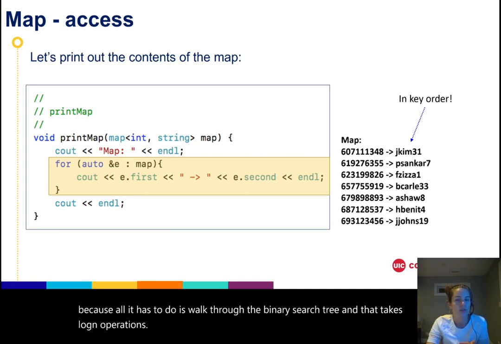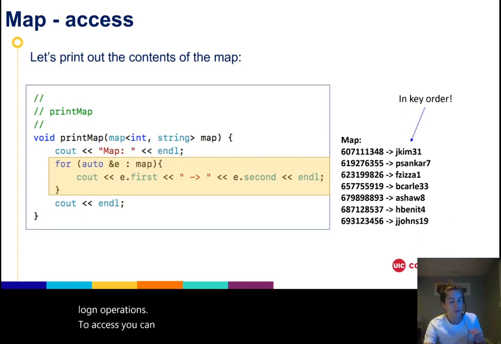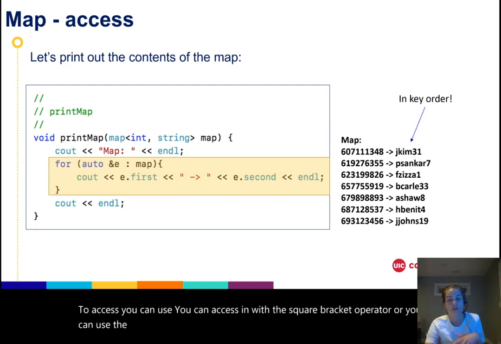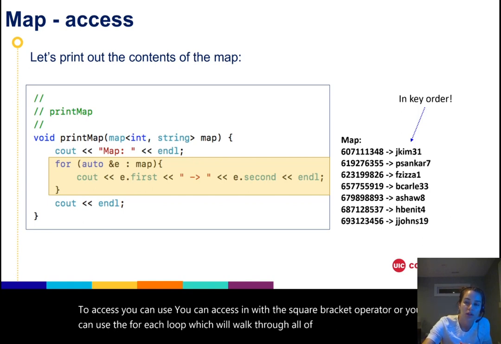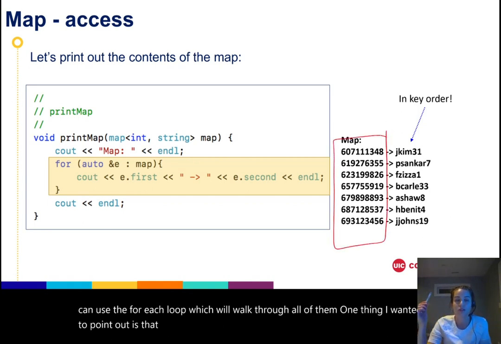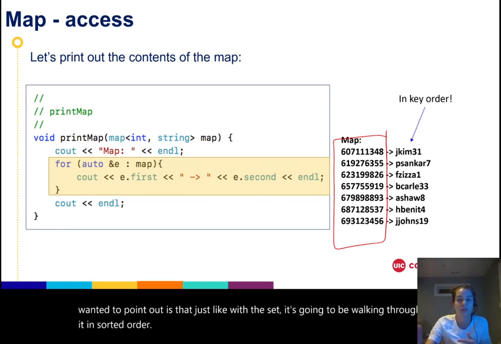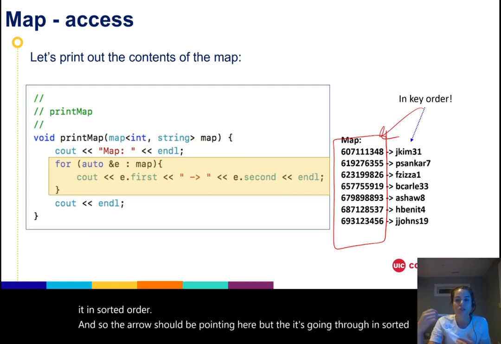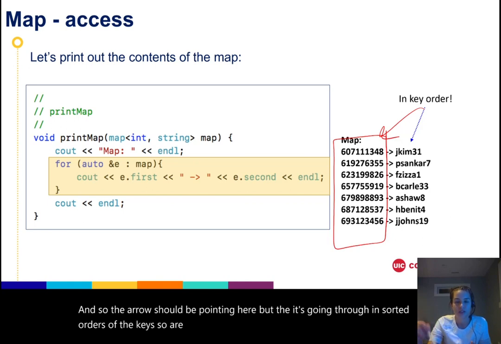To access, you can access with the square bracket operator, or you can use the for each loop, which will walk through all of them. One thing I wanted to point out is that just like with the set, it's going to be walking through it in sorted order. So the arrow should be pointing here, but it's going through in sorted order of the keys. So our UINs are our keys, and you can see those are in increasing order.